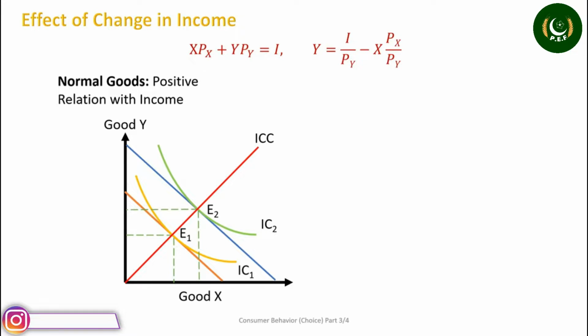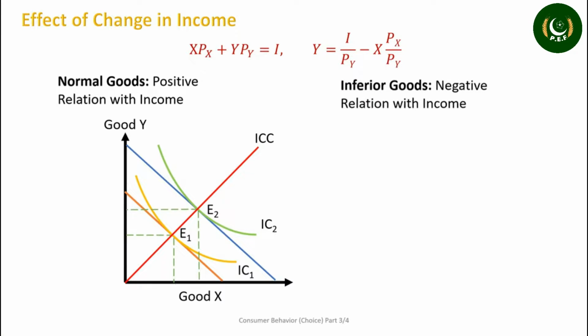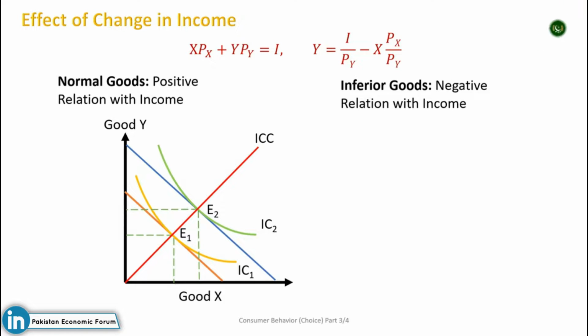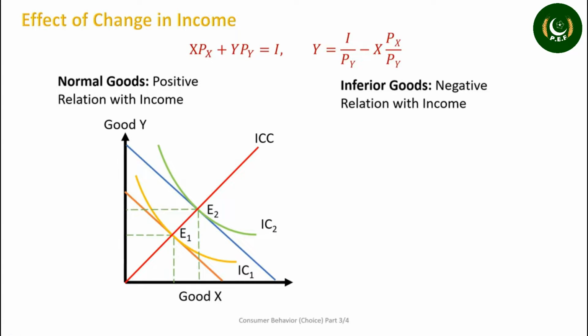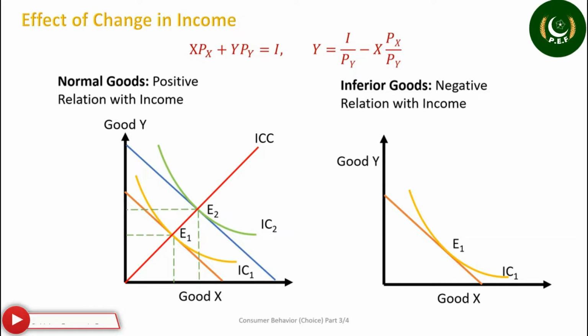Now the inferior good case. Inferior goods are those for which an increase in income results in decreasing their quantity demanded. An increase in income results in decreasing their demand. Now let's assume that the consumer is in equilibrium at point E1 where the initial budget line is tangent to indifference curve 1. Now the income of the consumer increased.